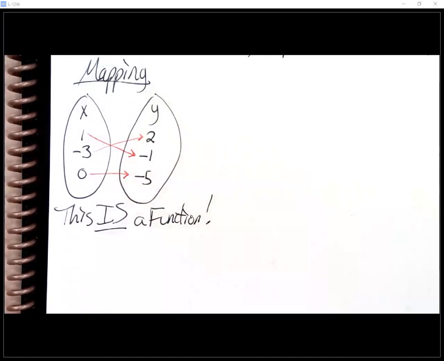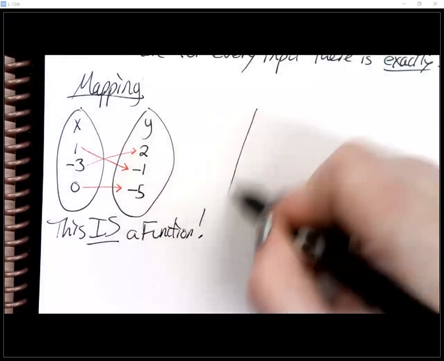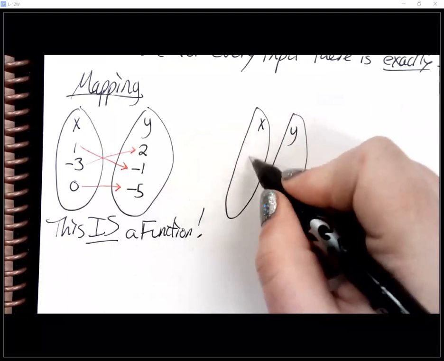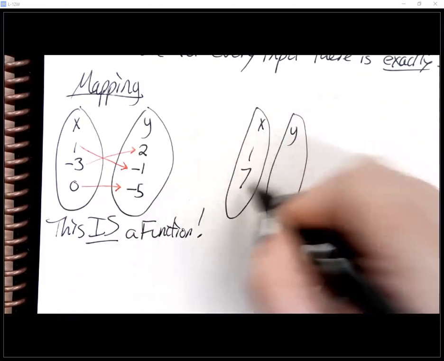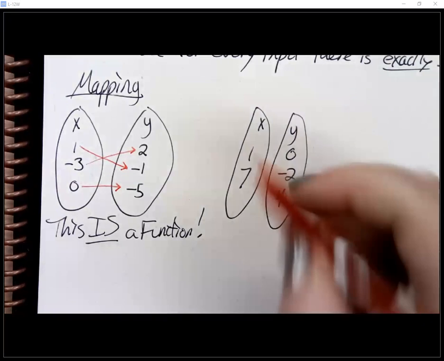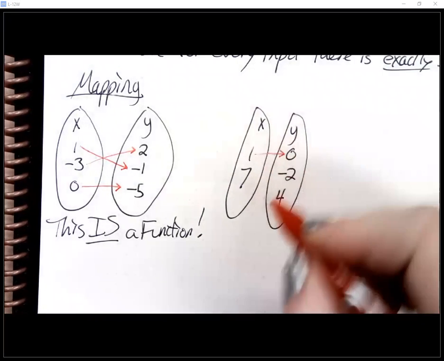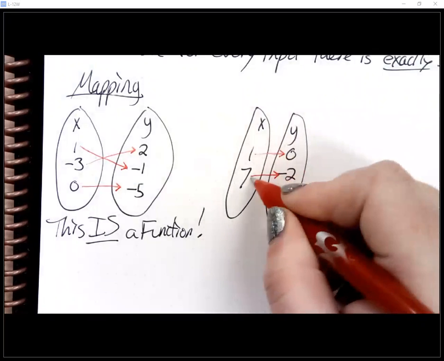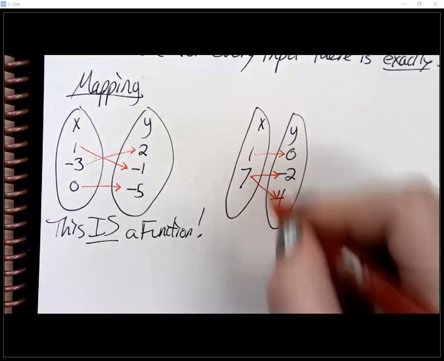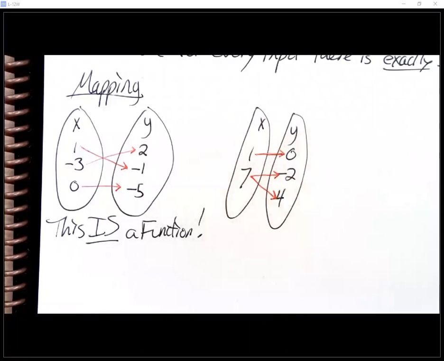Let me show you an example that is not. And then I'll give you one where you guess. So here's an X, here's a Y. Again, it doesn't matter what the numbers are. Let's say I have 1 and 7, and over here, 0, -2, and 4. Could be anything, who cares? Let's say when I plug in 1, I get out 0, but when I plug in 7, I get out -2, and I get out 4. Now I have a problem. Because when I have plugged in one of my inputs, I got 2 outputs. And that can't happen in a function. So this, not a function.